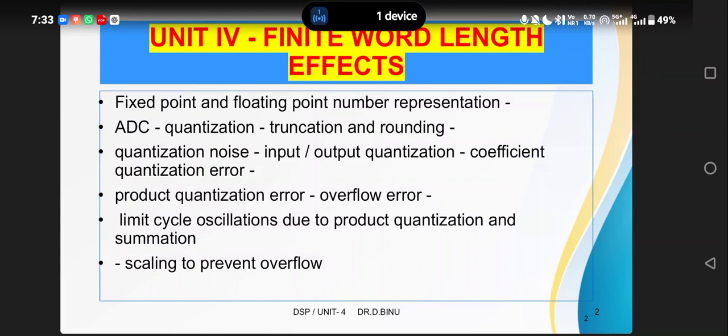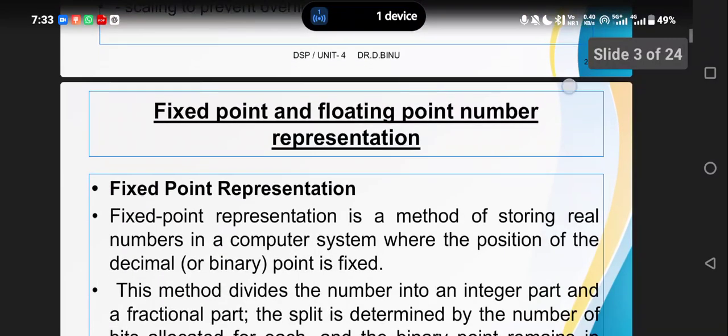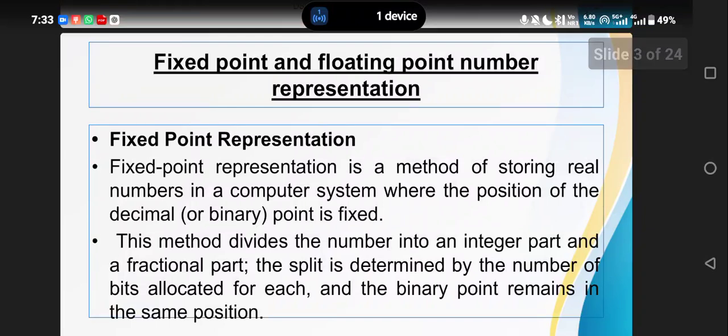It consists of fixed point and floating point number representation, analog to digital conversion, quantization, truncation and rounding, quantization noise, the varieties of quantization noise as well as errors, limit cycle oscillations due to product quantization and summation, then scaling to prevent overflow. The first topic is fixed point and floating point number representation.